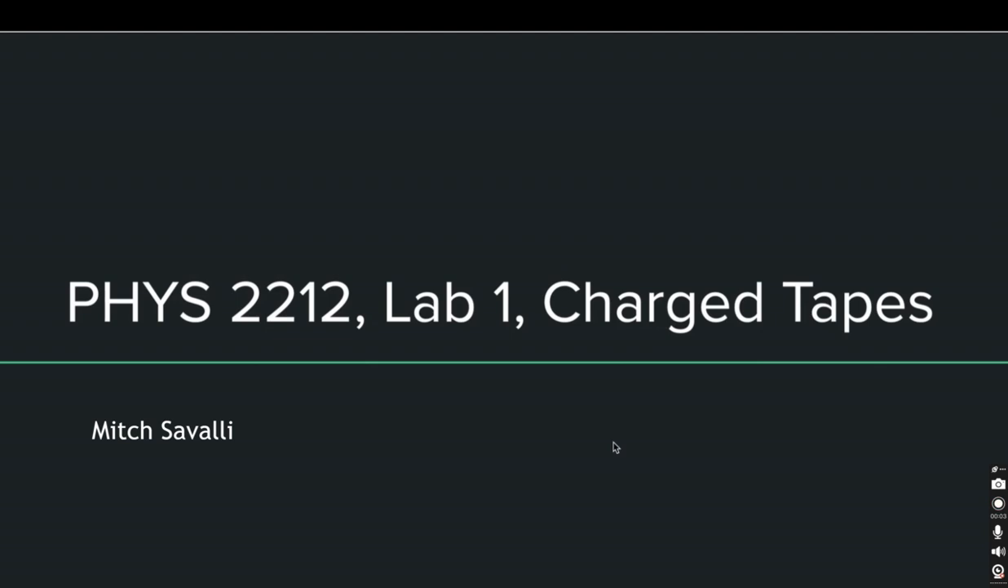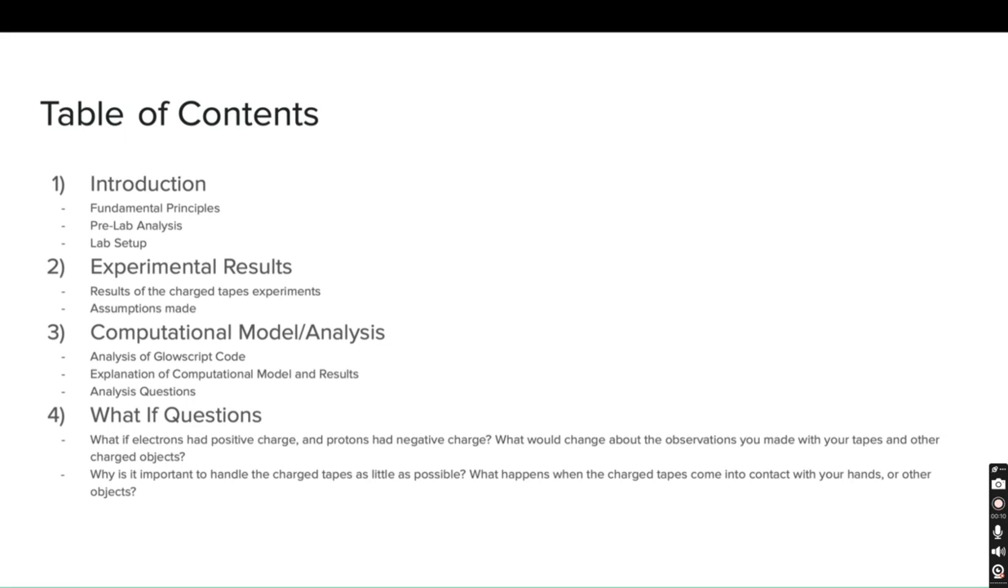Hello, my name is Mitch Savali, and this is my Physics 2211 Lab 1, which is charge tape. In this lab, we will be going through an introduction, analyzing some experimental results, going through a computational model, and asking some what-if questions.